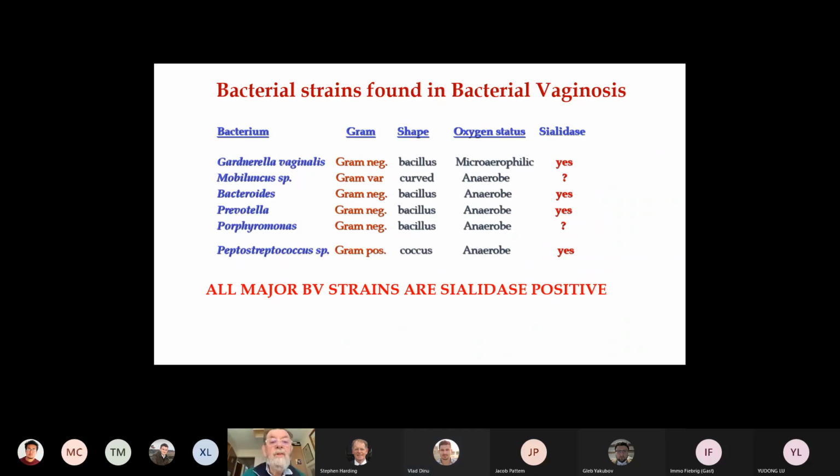Okay. So this is a list of the strains that you find in bacterial vaginosis. On the left-hand side, you can see Gardnerella at the top and a number of related strains that are found. Most of them are gram negative. And if you look over on the right-hand side, you can see that these major strains all contain sialidase activity, sialidase positive. And the ones with the question mark, I think, have now been shown to contain sialidase as well. So next slide, please.